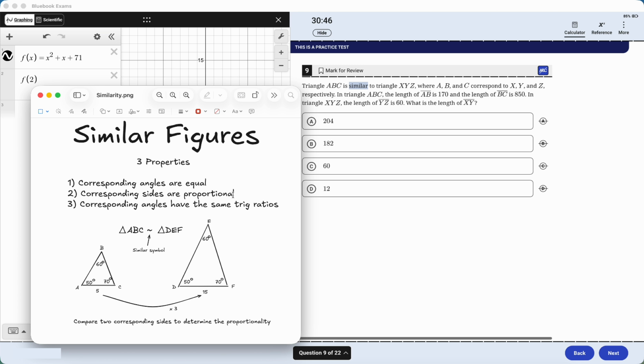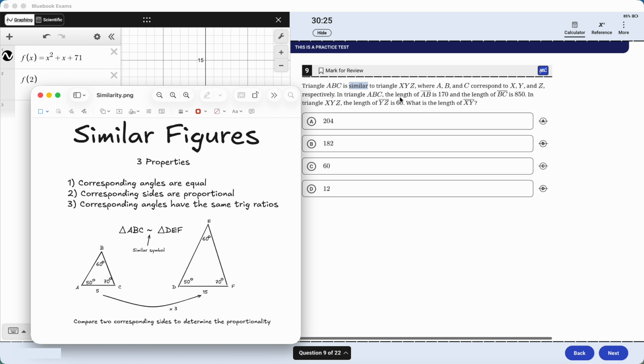Number 2, corresponding sides are proportional, right? So what that means is some triangle is sometimes bigger or smaller than another. In this example, we can see over here 15 is 3 times bigger than 5, right? And then the last one is about trig ratios. If they ask you about trig and they talk about angle A and angle D, they'll have the same trig ratios. So over here, let's see what we need.